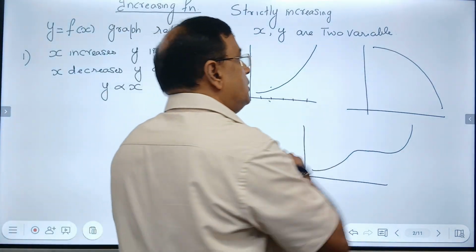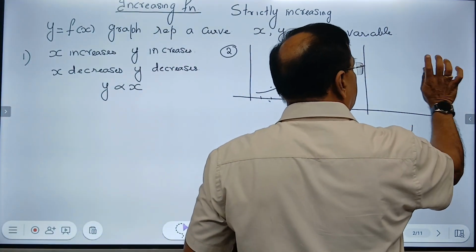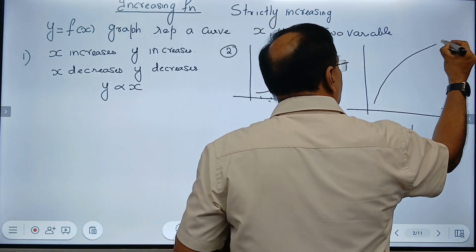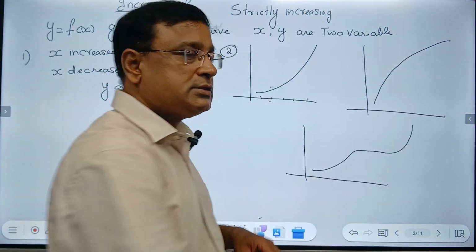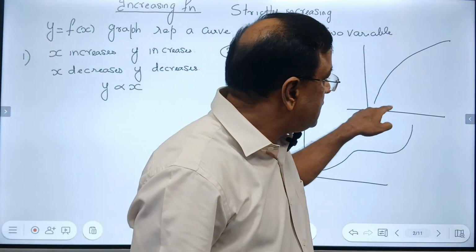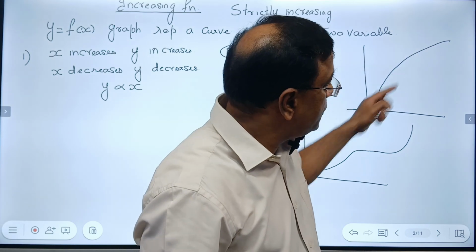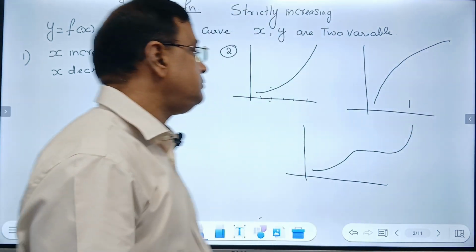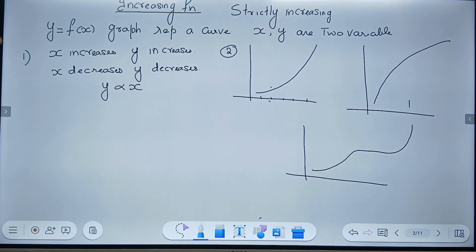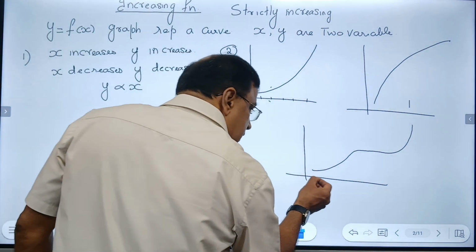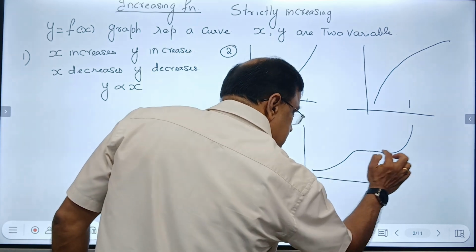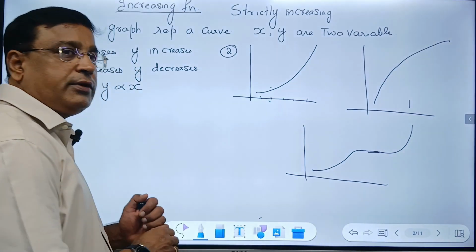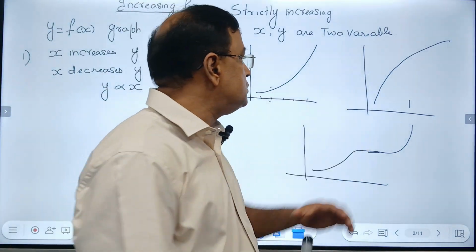Same case here also. I'm sorry, here I drew a wrong graph. Instead of drawing like this, I drew like that. It can also be like this. That means increase in x corresponds to increase in y. Now look at this graph. Here also an increase in x corresponds to an increase in y. So graphically, this is how an increasing function looks.